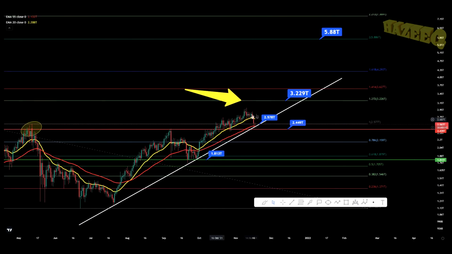But like I said, we're making higher highs, we're making higher lows. Beautiful uptrend, bouncing off the 55 EMA, holding support, and now we're on our way to the 1.272, to the 1.414 over here. And we do have the 1.618. So I think by the time we get to the second fib level or even cross the 1.618, we're going to be in extreme greed territory, and projects are going to be flying.